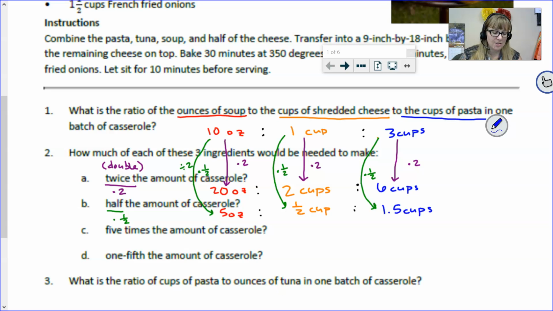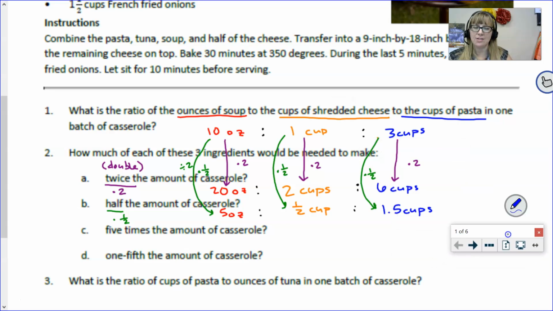So with that information, what will we do when we need 5 times the amount? What about 1/5 of the amount? I want you to think about that, pause the video, and answer those questions.